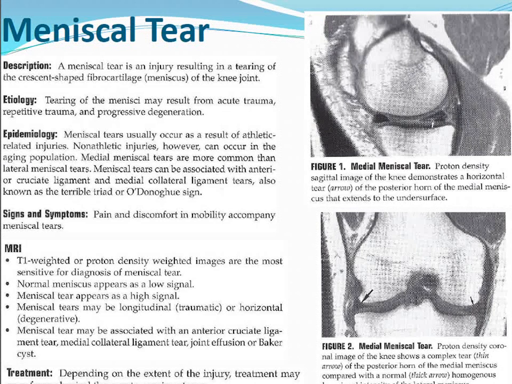Speaking of the meniscus, here's an example of a meniscal tear. These are pretty frequent and common, and you'll definitely be doing a lot of knee MRIs to diagnose these. The meniscus you can think of as kind of a C-shaped cushion that goes between the tibia and the femur where they contact at the knee joint.